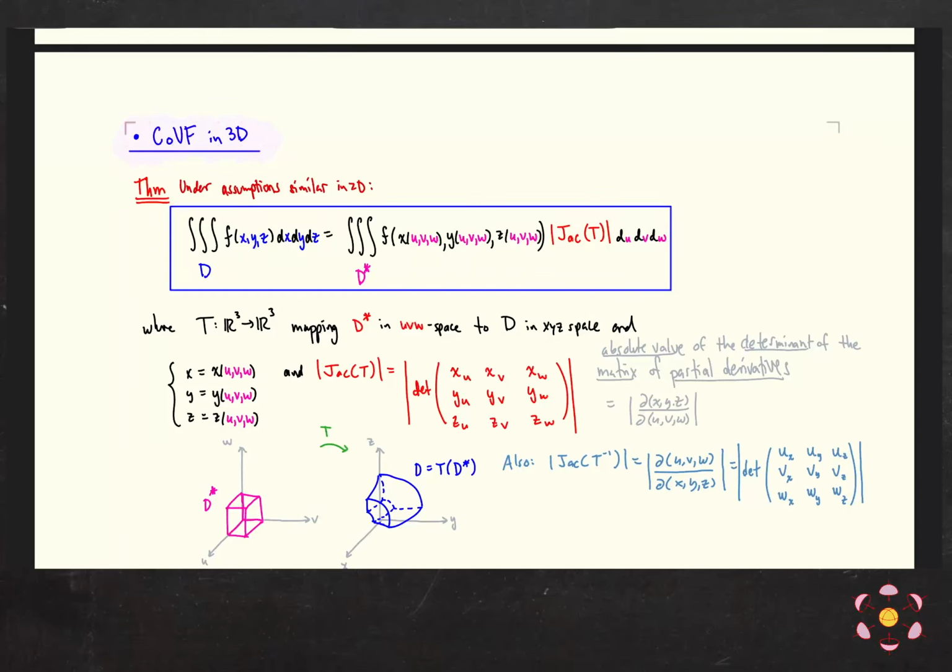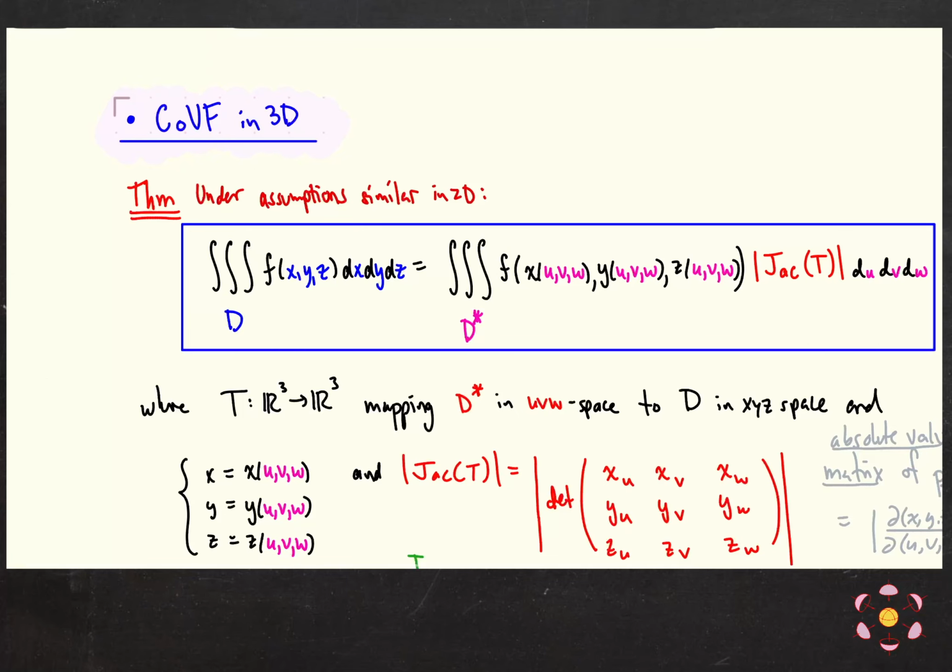Welcome back to part 5 of the change of variables formula. This time we're going to be looking at what the formula is in 3 dimensions. Okay, so I didn't state all of the assumptions here, but under assumptions similar to those in 1 dimension, so what were they?